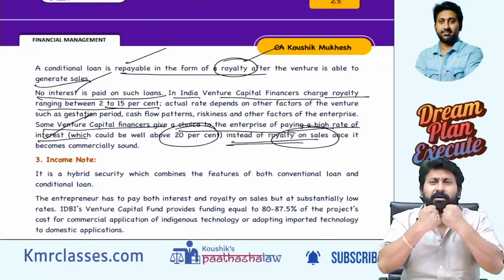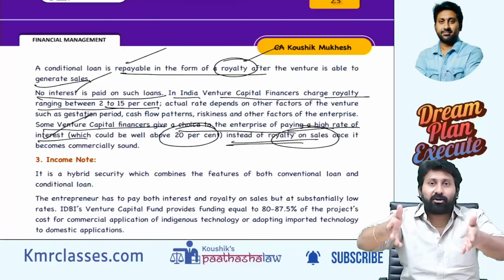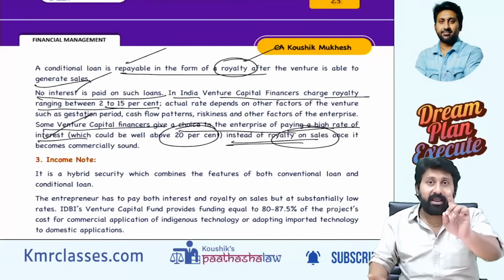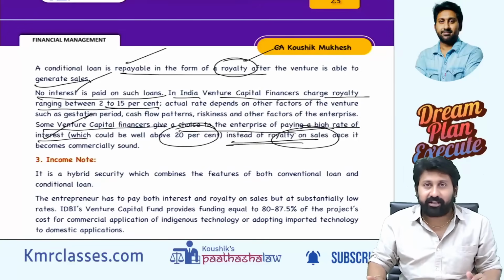But commercially, the company is successful. Conditional loan, until I feel that the company is not successful, okay, pay interest on sales as a royalty. No interest is charged.